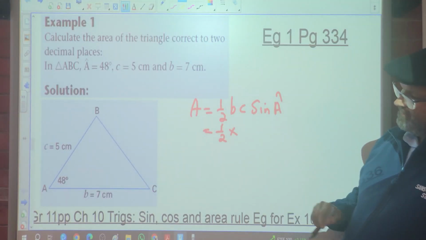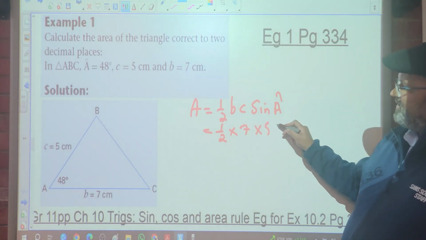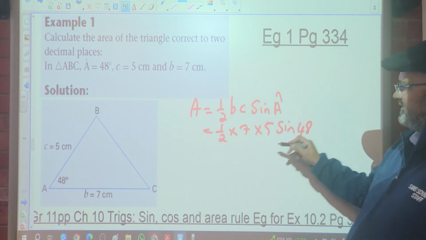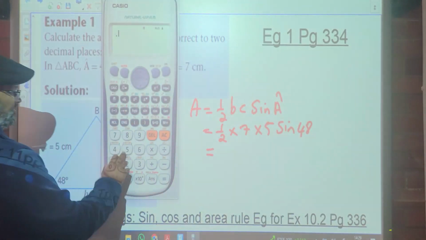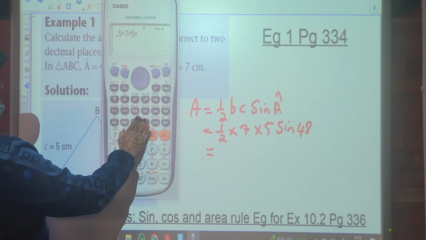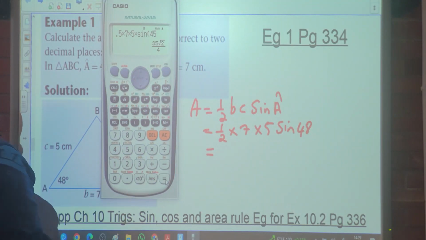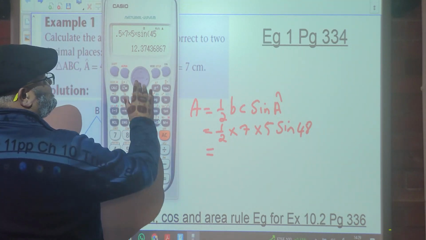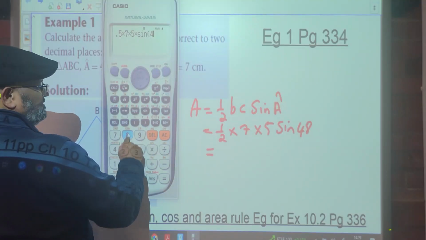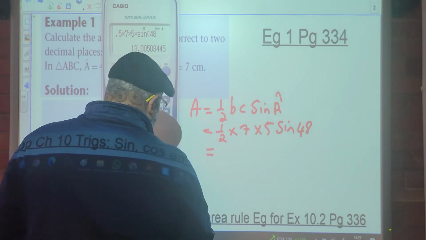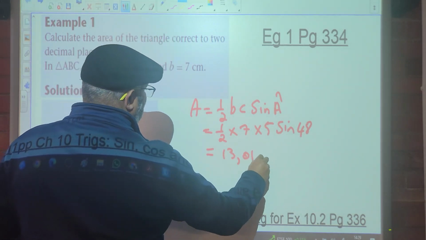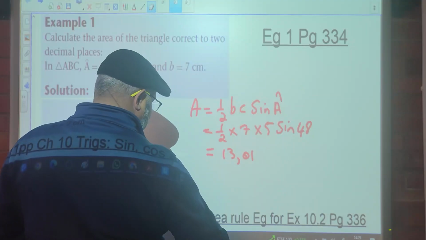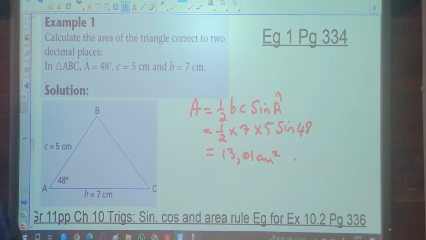What is b? 7. c? 5. Sine of? 48. It's 0.5 times 7 by 5 by sine 48. Gives us, to two decimal places, 13.01 centimeters squared. That's the area of that triangle. Is there any confusion there? Alright.